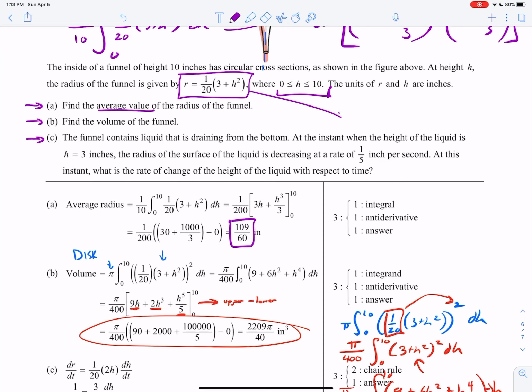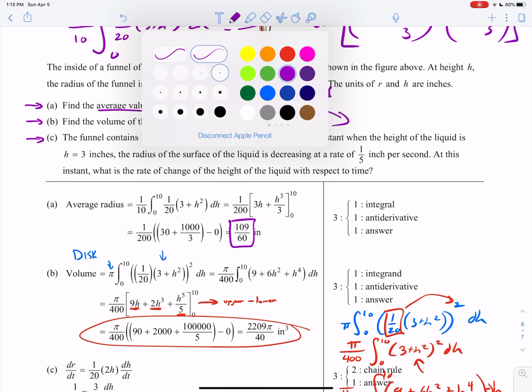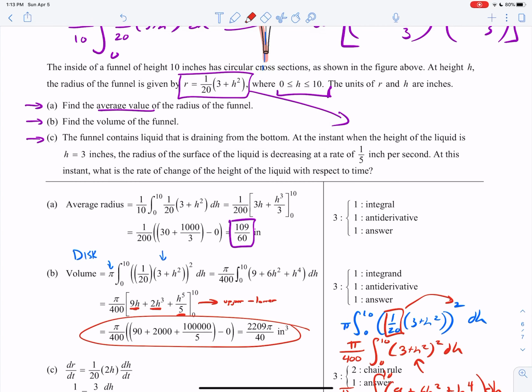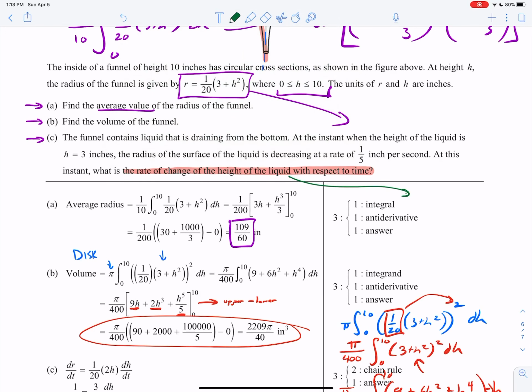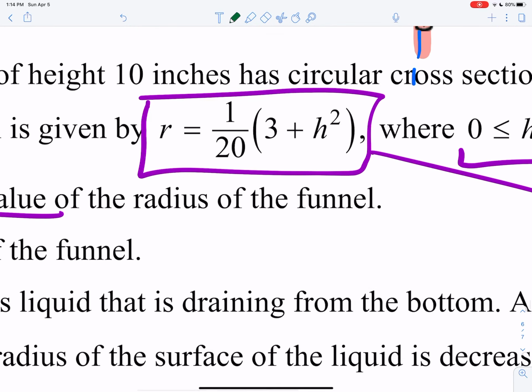So just approaching this from your perspective, what I would do is I would read the question. What are they asking for? What is the rate of change of the height of the liquid with respect to time? Okay, what that means, they're looking for height, but they're looking for the rate. So that'll be dh with respect to time, dt. This is what you want. Okay? So they give you this equation right here. All you have to do is get the differential.